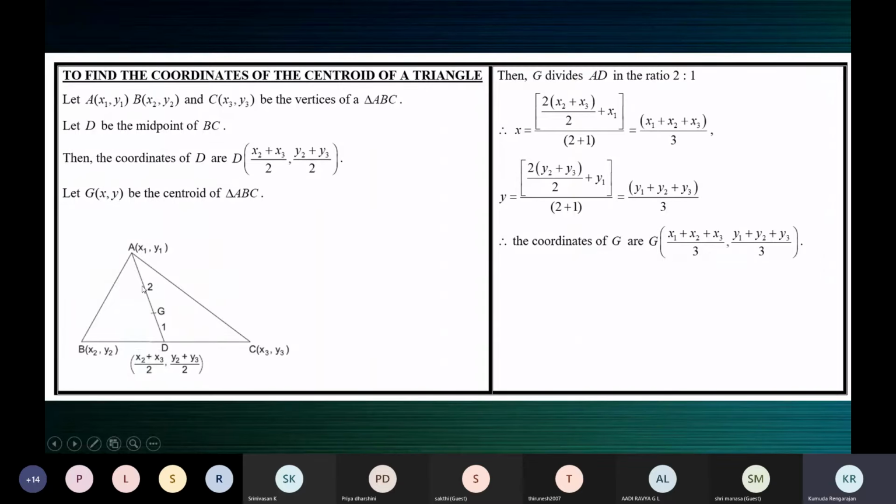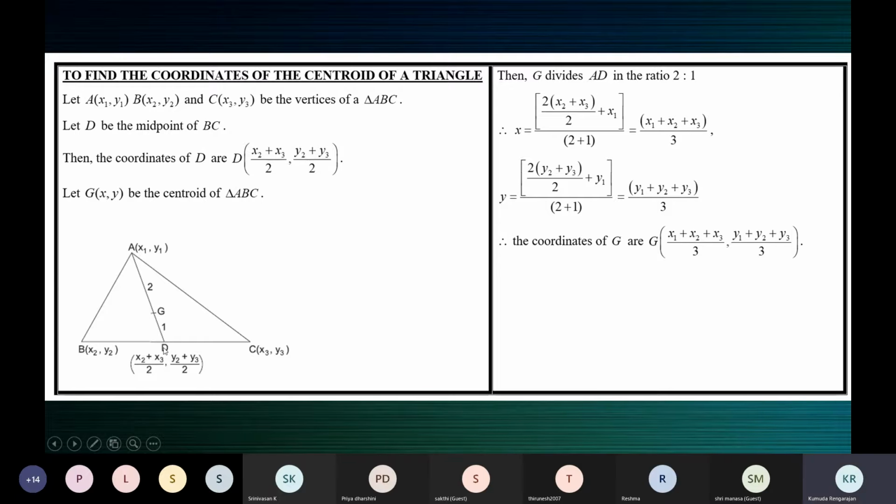Now look at the line segment AD, children. AD is a line segment. Its endpoints are A and D. Now we know the address of A is x1, y1. We did not know the address of D, so we found it using the midpoint formula. Now we know the address of A and the address of D, and we know the ratio in which G, the point of division, divides AD: G divides AD in the ratio 2:1.